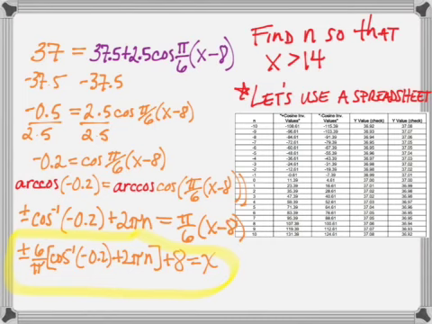Can anybody think of why I got really close? I should have got 37. But there's something I had to approximate. Or I chose to approximate. Pi. Right? When I plugged this into a spreadsheet, I used 3.14. And so I got close to 37, but I didn't exactly get it. But let's look at it.